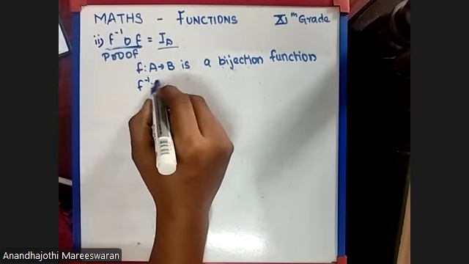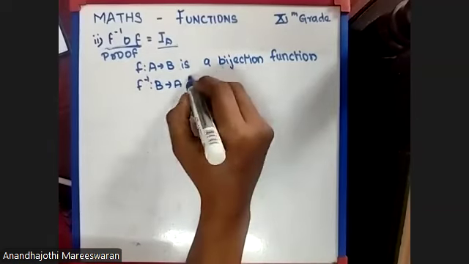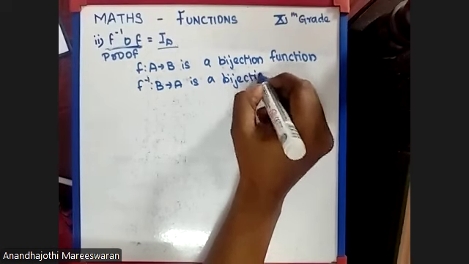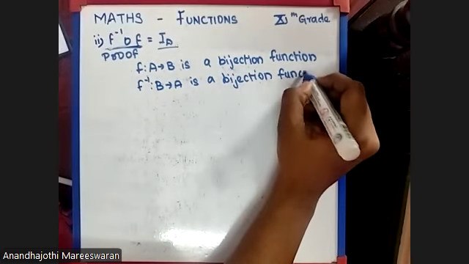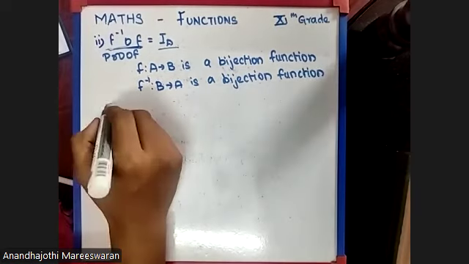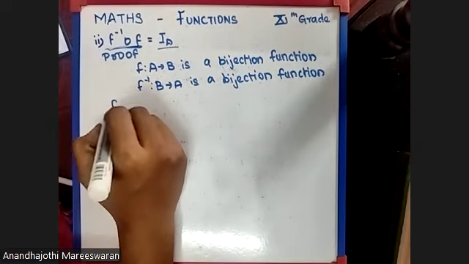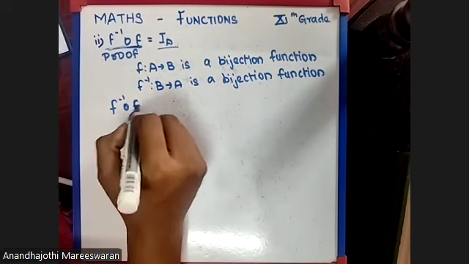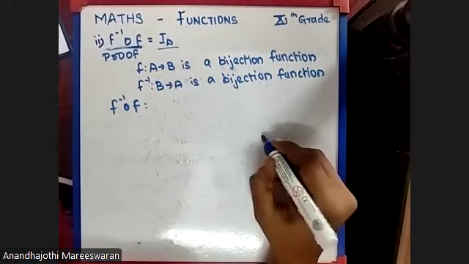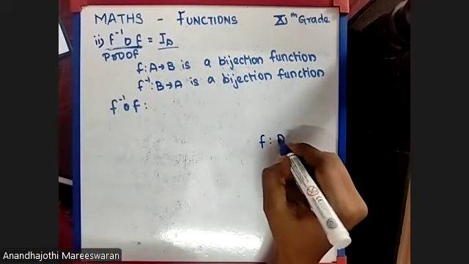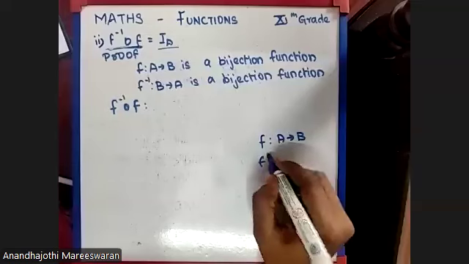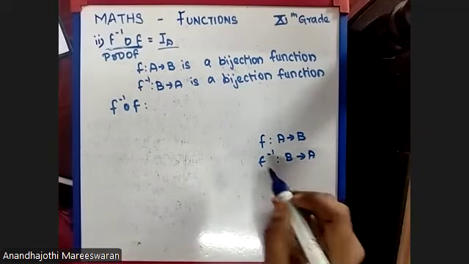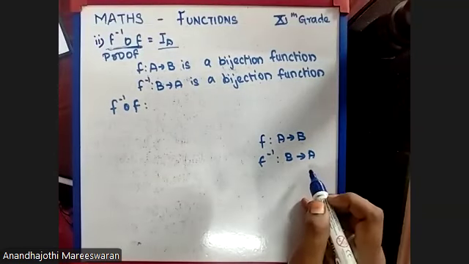F inverse maps B to A, as a bijection function. So what are we going to get in mind? F inverse circle F. Okay, so shall we check it out? F maps A to B. F inverse maps B to A. So while writing this, be clear.